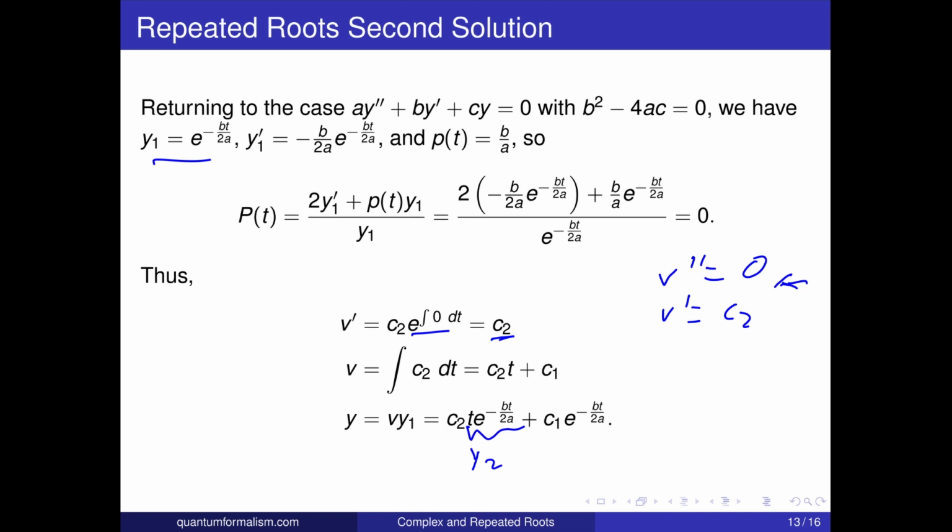Okay, so when you have a repeated root, that's how it'll work out. The exponential e to the rt will be one solution, and then t e to the rt will be another solution. And the general solution will be arbitrary linear combinations of those two.